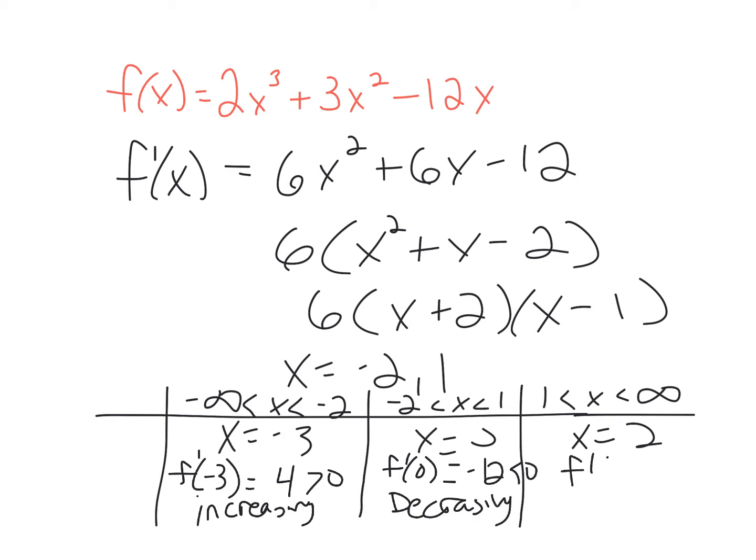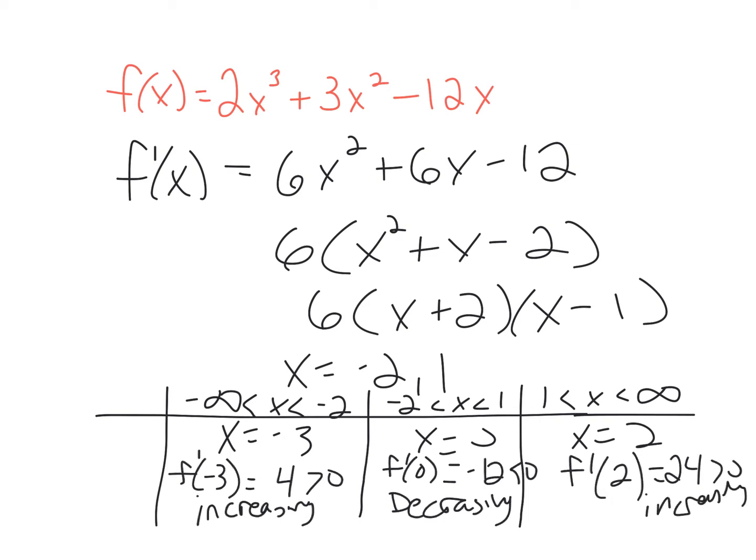And then the derivative of f of x at 2. Put 2 in. 2 squared is 4. 4 plus 2 is 6. 6 minus 2 is 4. 4 times 6 is 24. 24 greater than 0? It sure is. So therefore it's going to be increasing.